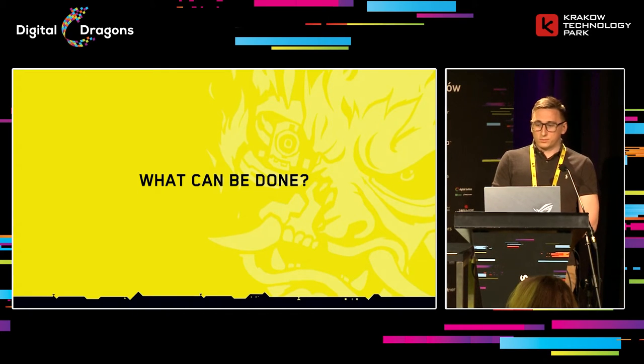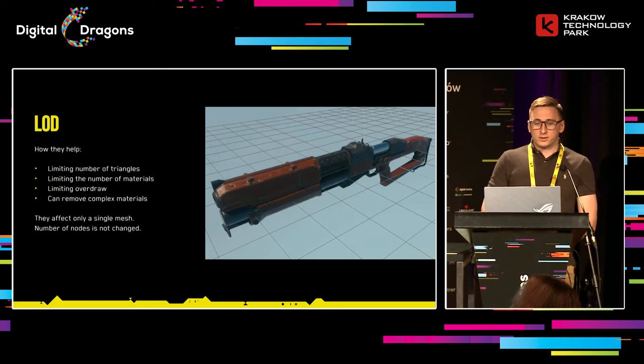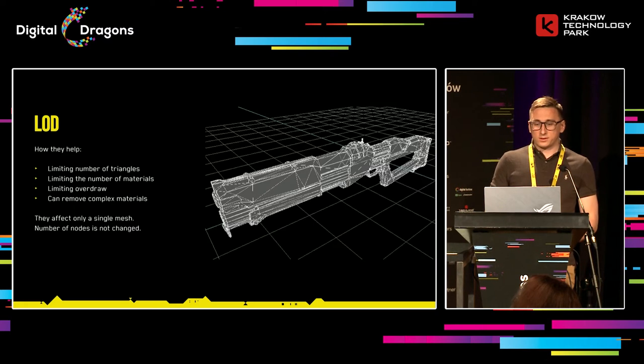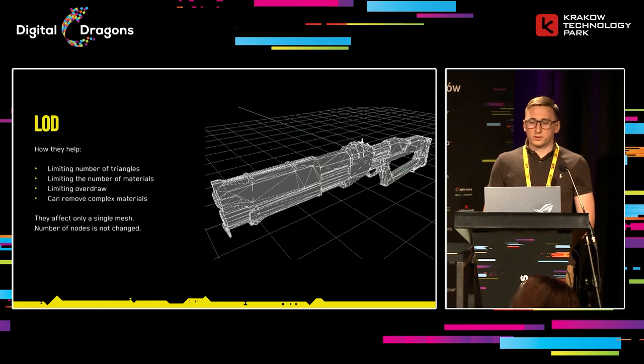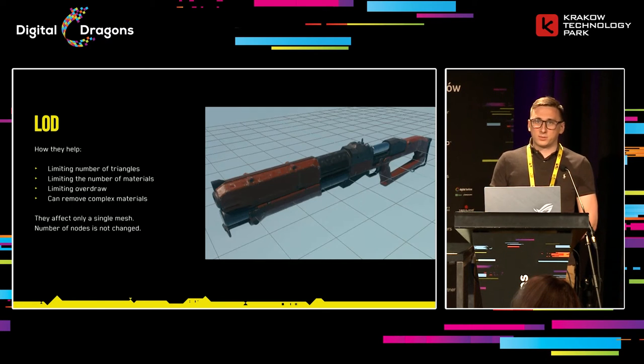OK, so now we understand the problems that the scale provides. Let's talk about solutions for those issues. And the first one, the one you probably know, is named LOD. LODs, so levels of detail, level of detail, it's just a simplified version of a mesh. It helps in a number of ways.